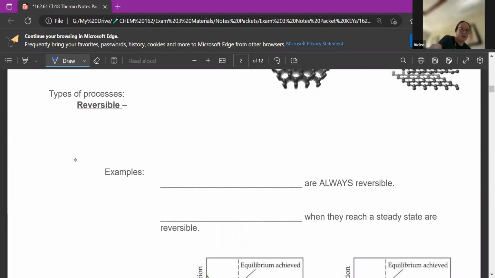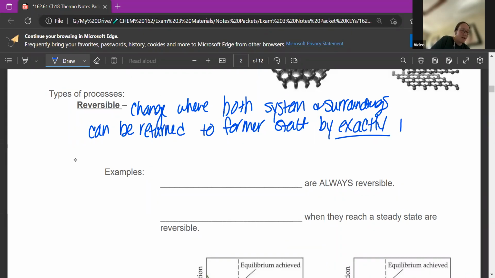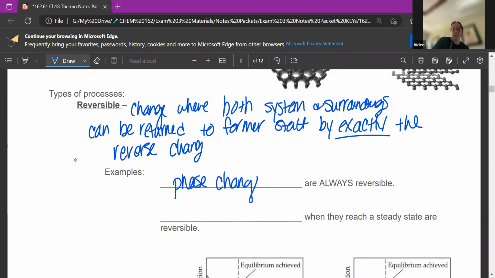Okay, so a reversible process is a change where, and I'm not just talking chemically, this can be chemical or physical, both the system and surroundings can be returned to the former state by exactly, it's important, the reverse change. Okay, so like I just said, phase changes are like this. If you take energy out versus put energy in, you have to use the exact amount to get it to go backwards. Equilibrium reactions are also this, of course.